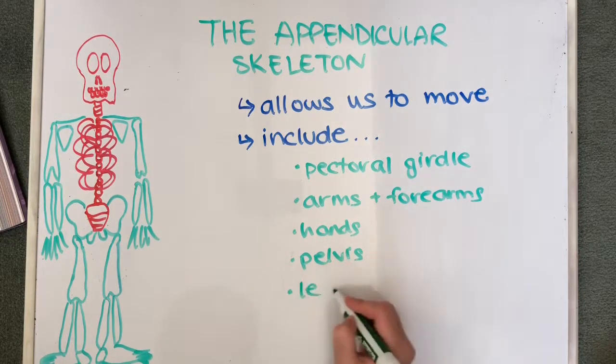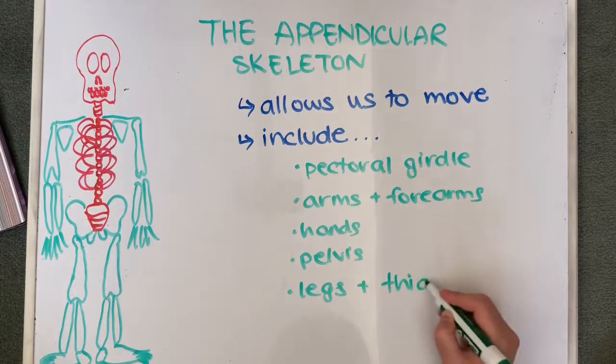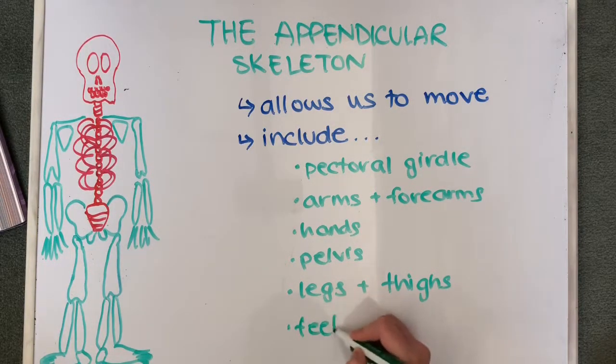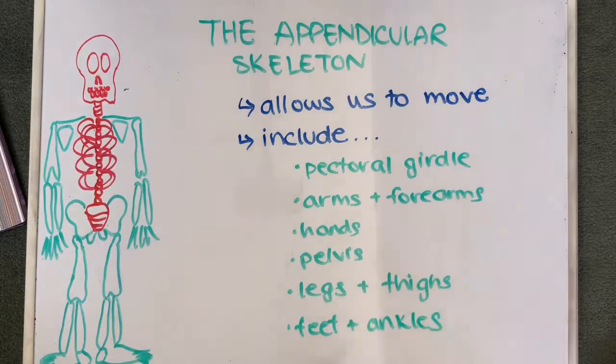The fifth region is the thighs and the legs, which includes the left and right femur, patella, tibia, and fibula. The last region is the feet and the ankles, which includes the left and right tarsals, metatarsals, proximal phalanges, intermediate phalanges, and distal phalanges.